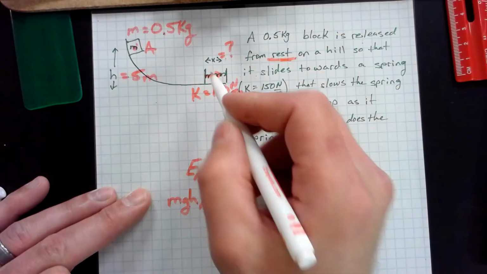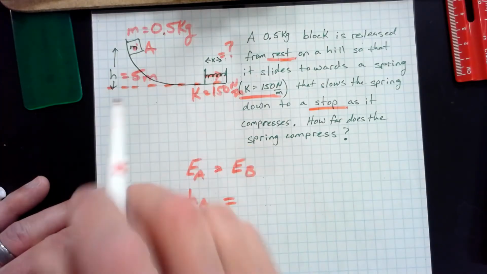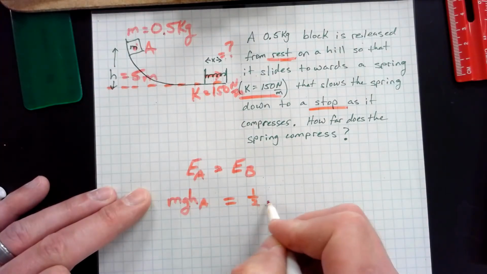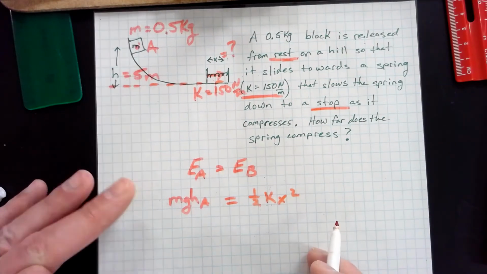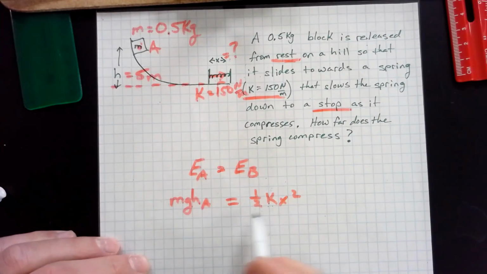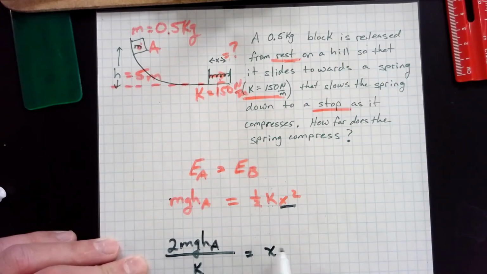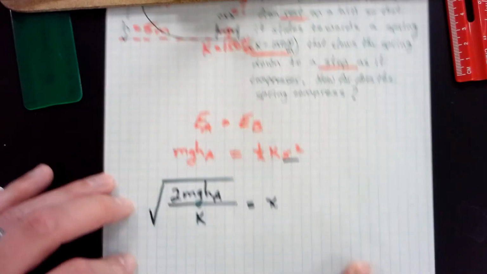At point B, it slows down to a stop, so it's not moving. It's at the lowest point, so it has no height. The spring compresses there, so it has spring energy. And our job is to figure out what x is. Do your algebra. All right, I want x by itself. You can't get rid of anything, so we multiply by 2, 2mg times h at A, and divide by k, and that's going to equal x squared. And then I'm going to square root that, and I get that relationship right there.